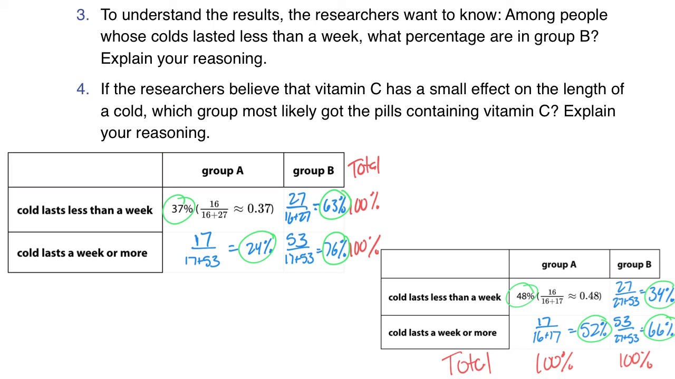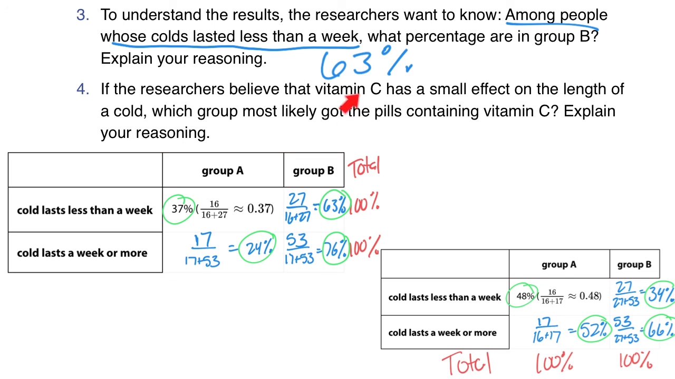Here we have the last few questions in this section and the two tables that we've looked at so far. Number 3 is saying the researchers want to know among people whose colds lasted less than a week. And I want you to underline that part because there's a lot of information in these questions and you got to make sure you can pull out what you need. So among the people whose colds lasted less than a week, that's going to be the second table we worked on, and it's this line right here. That's because I'm looking at a total of 100% at the end of this row. So all the people whose colds lasted less than a week, what percentage are in group B? So there's your 63% right there.